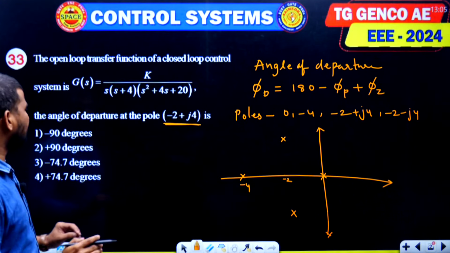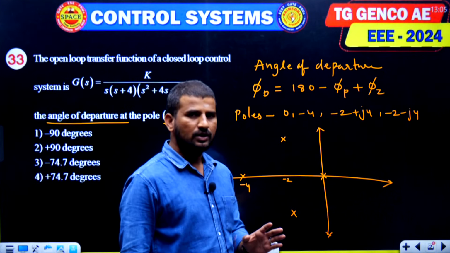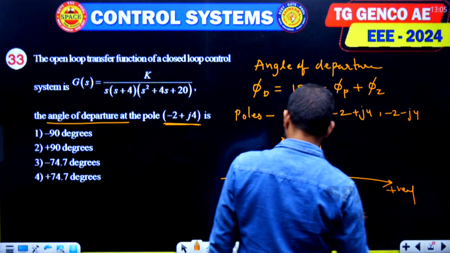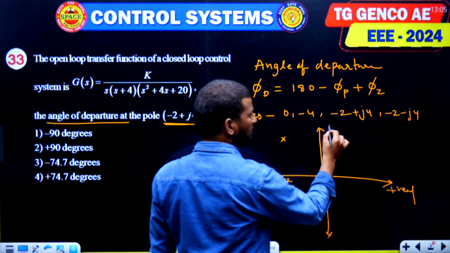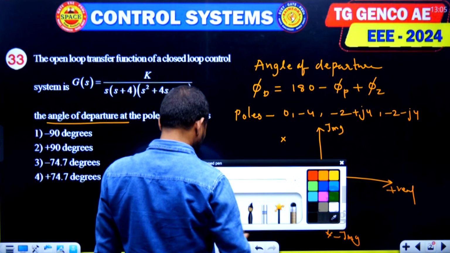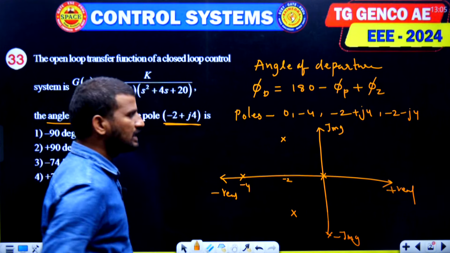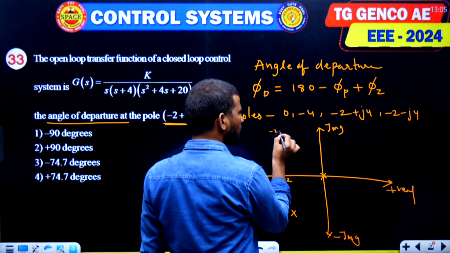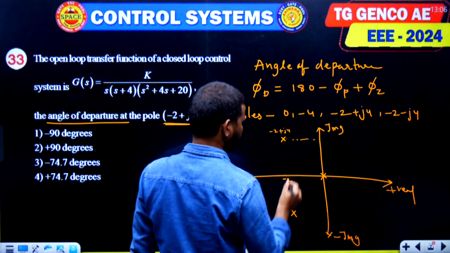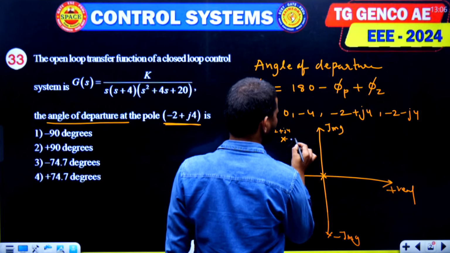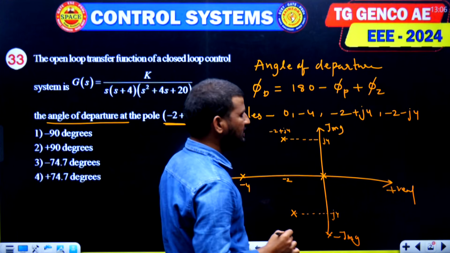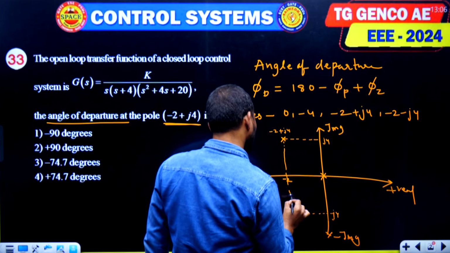It was mentioned to find the angle of departure at the pole -2+j4. So our primary concentration is at -2+j4. This is the positive real axis, this is the negative real axis, and this is the positive imaginary axis and this one is the negative imaginary axis. If I want to denote -2+j4, it is this point. With respect to the values, this value is j4 and this value is -j4, and these are the possible joinings of poles here.